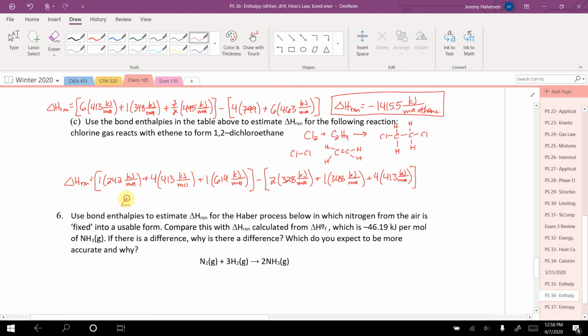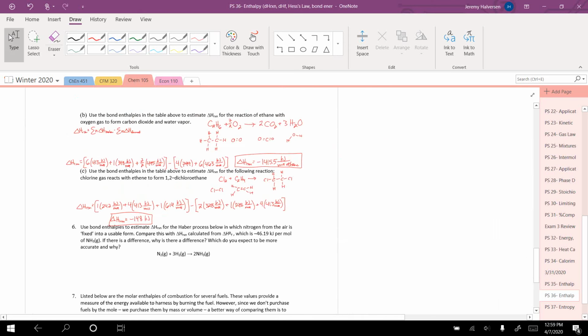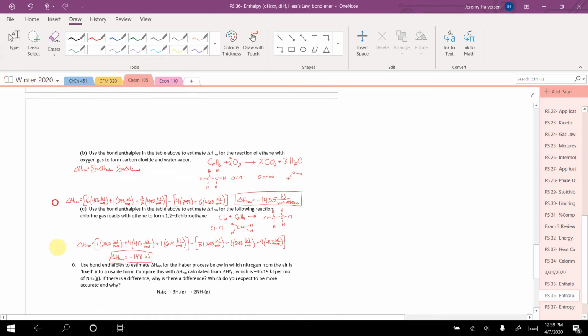I get that the delta H of the reaction is negative 148 kilojoules. There we go. So that's some extensive practice with bond enthalpies.